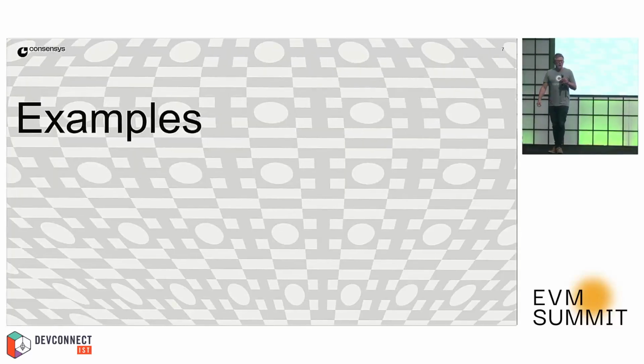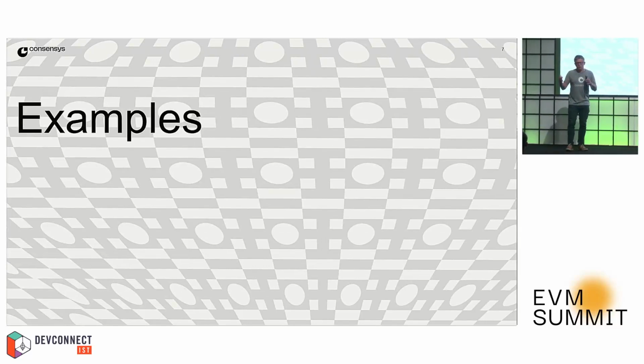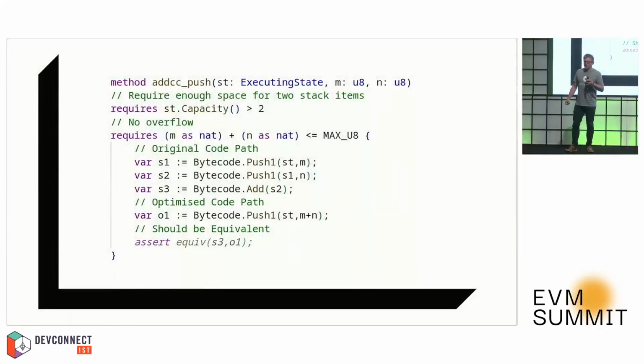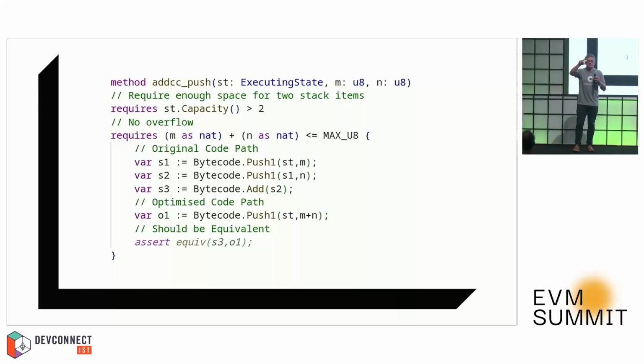Cool. Okay, so that's the model. So what I want to do is look at some examples of actually verifying things using the model. That's what it's about, right? So yeah, this is a proof using the Dafny EVM. And what I want to show here is that we've got 2 sequences of bytecodes. One is an optimized version of the other.